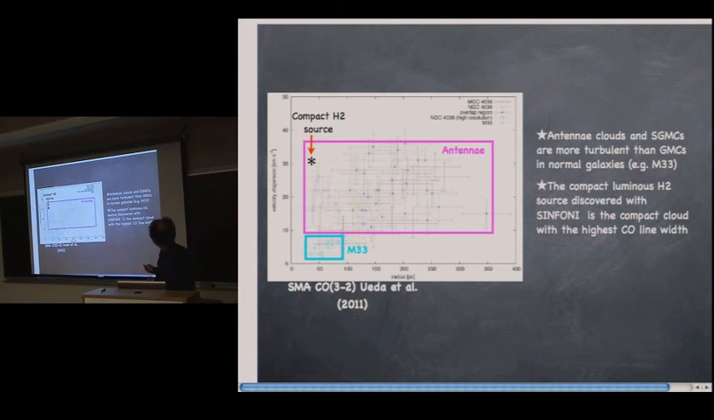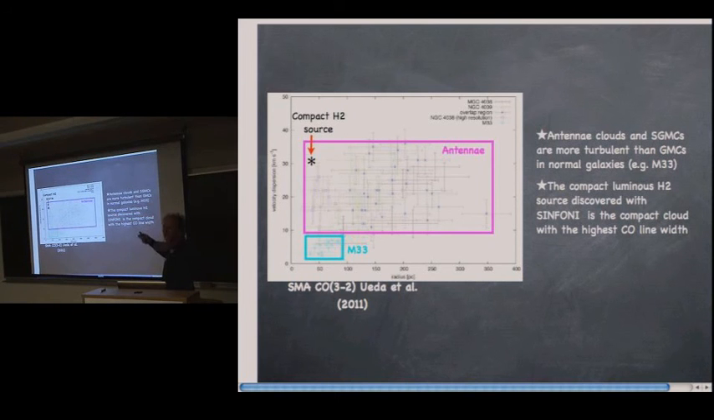So first, I'm now going to focus on this compact source. And this is another observation of the Antennae with SMA. And this is the velocity dispersion versus size relation, where a normal galaxy will give you a cloud here. And obviously in the Antennae, it's again the same story.